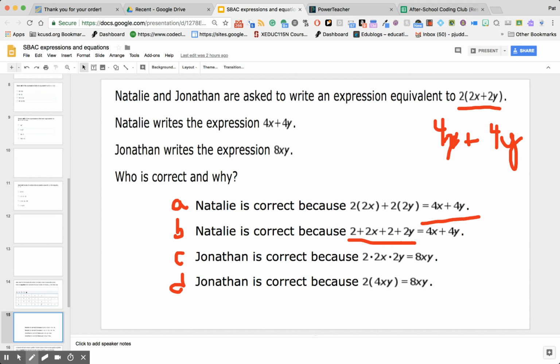Okay, if this is saying 2 times 2x, and I have this answer and this answer, which one, when you're looking at this equivalent expression, is going to be correct? Either Natalie or Jonathan. And there is only one correct answer that you're going to have. This one reflects what you have here. Okay, so your first one, A, would be correct.